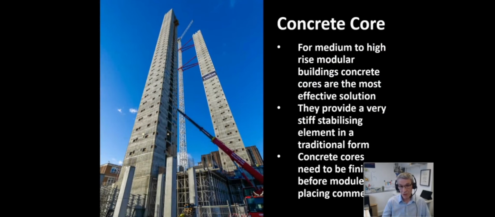We use concrete cores for stability. For medium to high-rise modular construction, they're the most effective solution, providing a very stiff stabilizing element, and are a very traditional form of construction that is very well understood. The only difficulty with using concrete cores is that they need to be finished before module placing commences.